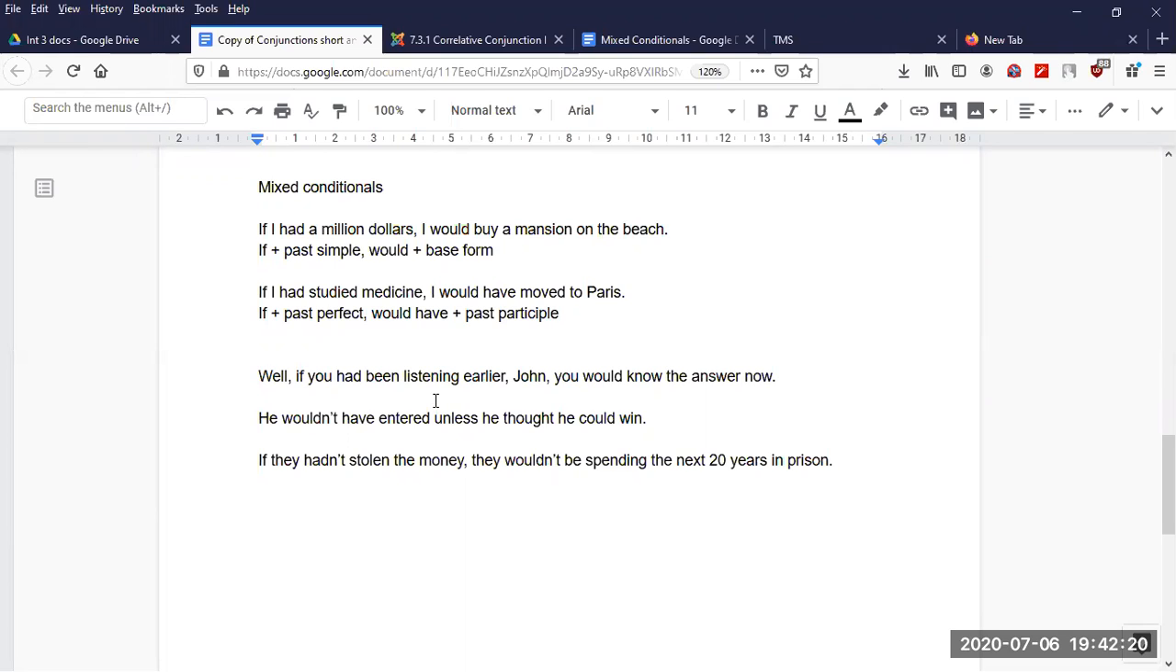With the second conditional, we have an imagined situation in the present and the imagined result in the present. And in this we use the if and the past simple and the would and the base form of the verb. So if I had $1 million, I would buy a mansion on the beach. So even though we are using the past simple and would, it's an imaginary situation.